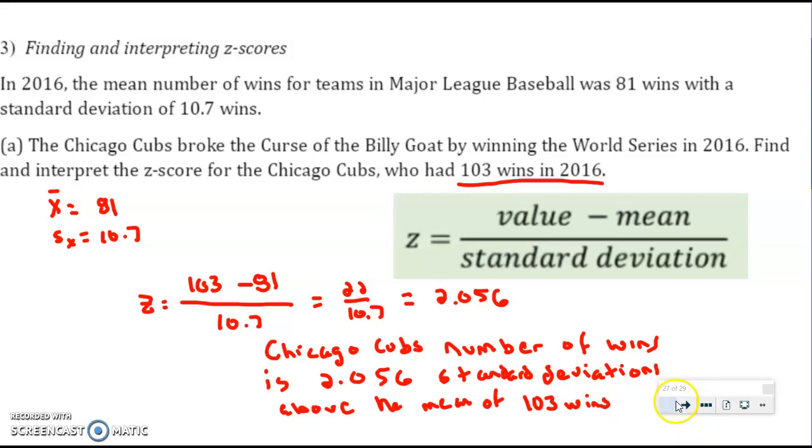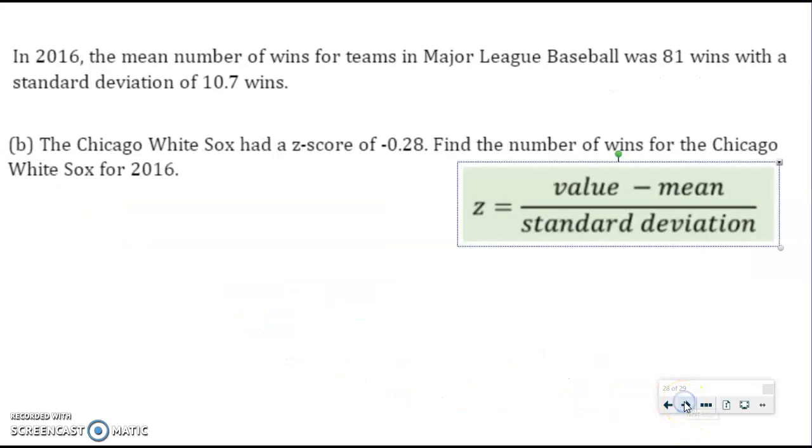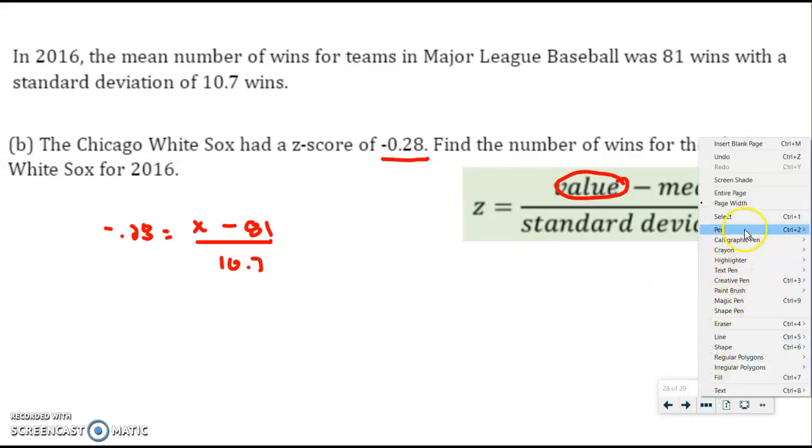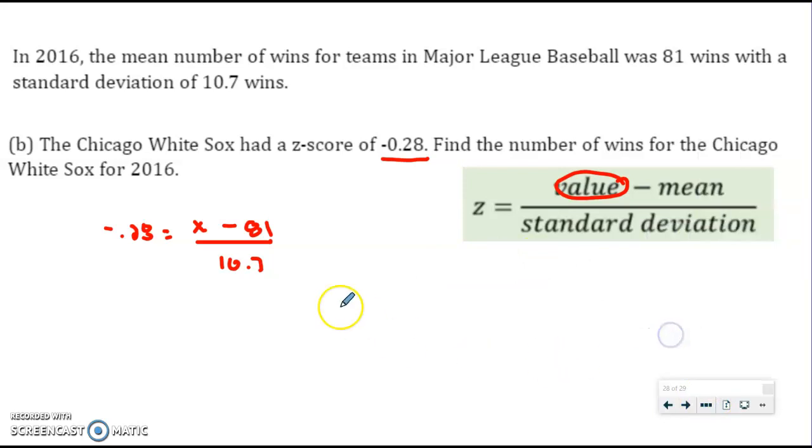Now, looking at one other situation, in Part B, I'm told what the z-score is. It's negative 0.28, and what I'm trying to find is the value. So I know it's negative 0.28, I don't know what the value is so I'll put x there, minus the mean of 81, divided by 10.7. This is probably some of the more algebra that we're going to do in this class. It's not too complicated, just solving this linear equation.